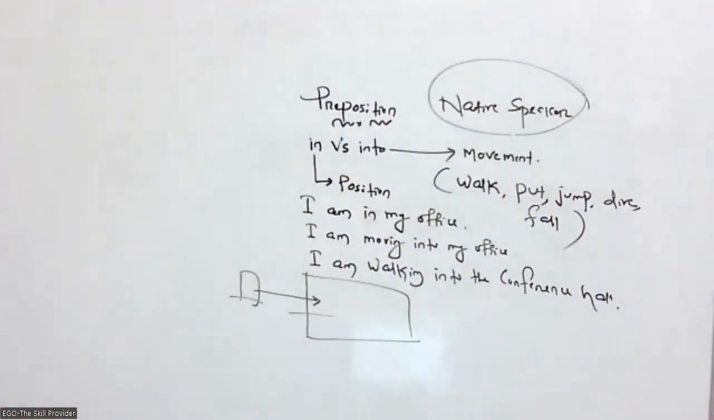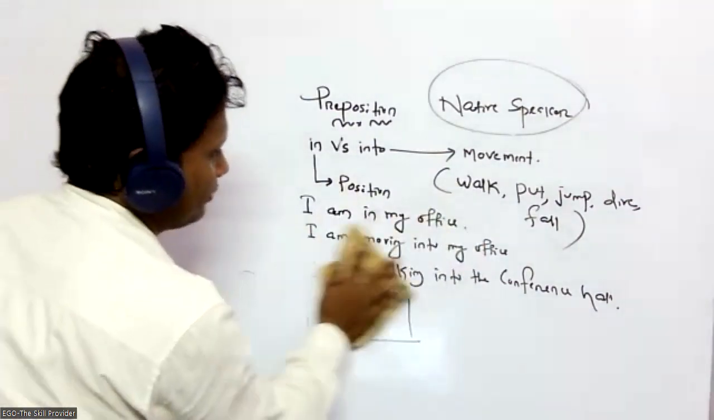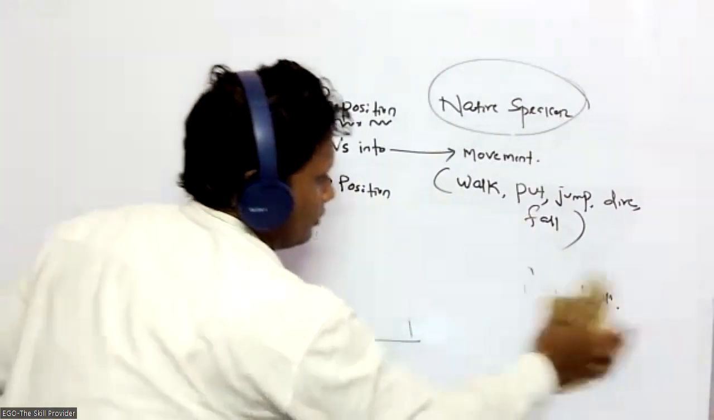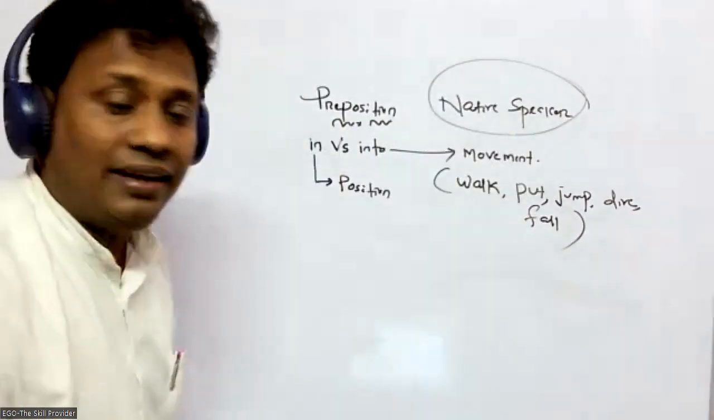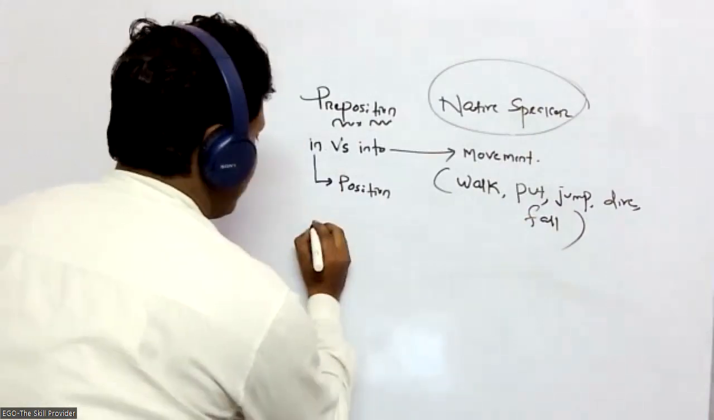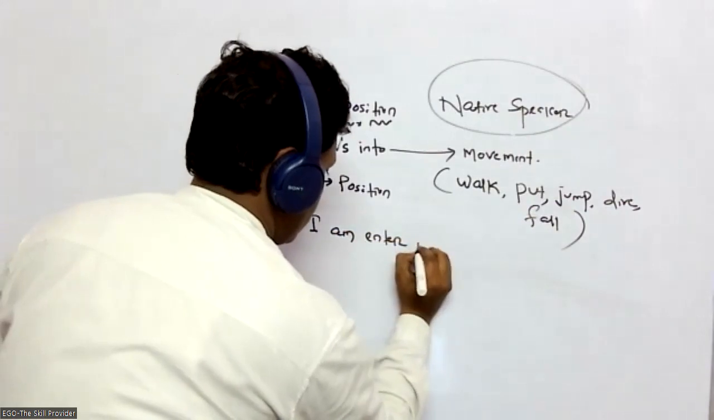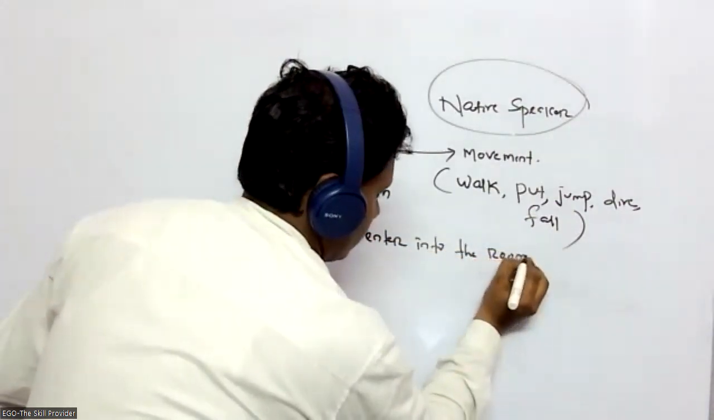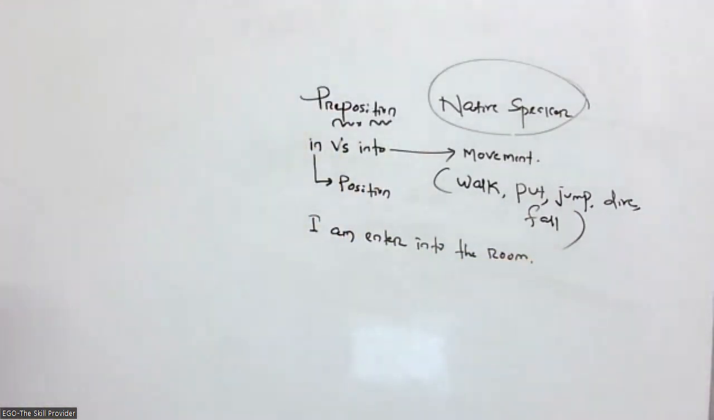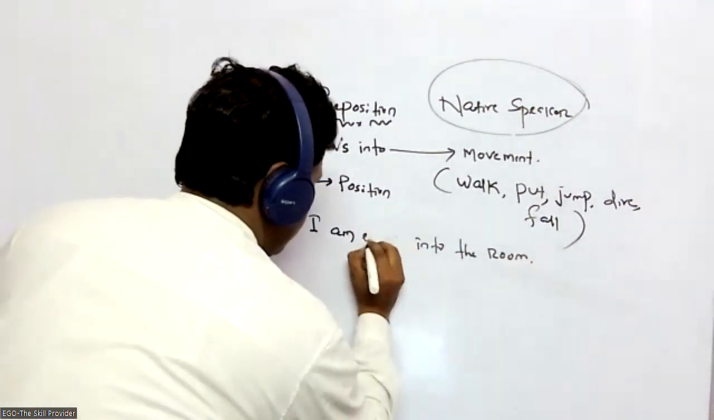Okay, apart from that, I have a problem with you. You guys are using a lot of problems. Sometimes people say "I am entering into the room." Whether the sentence will be correct or wrong? Can anybody tell me whether the sentence is correct or wrong? I am entering, I'm sorry, I'm entering.